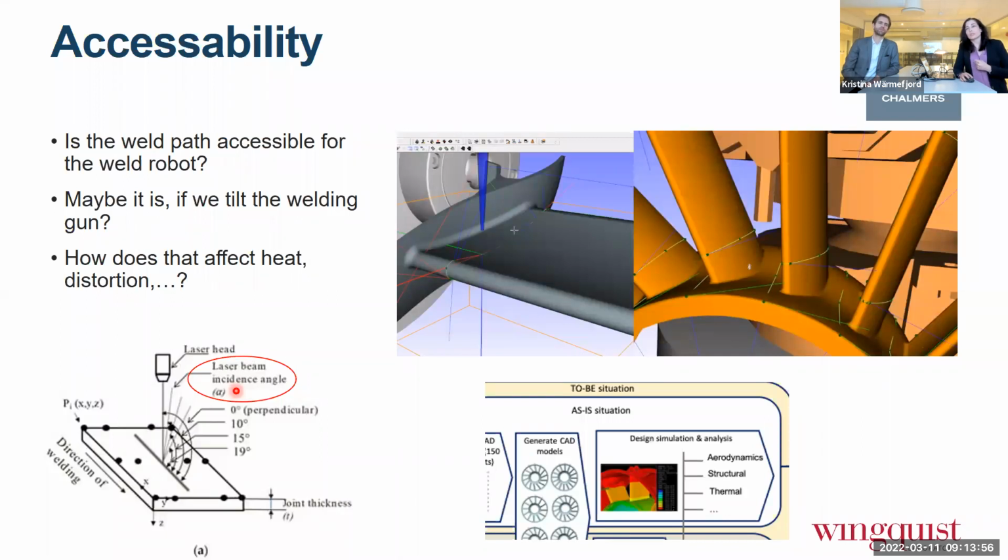And then, of course, we need to include this in the simulation when we evaluate distortion. So that was the background. So I will leave to Samuel to explain the details of this welding and this heat source modeling.